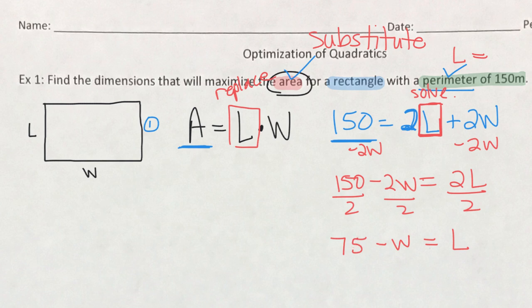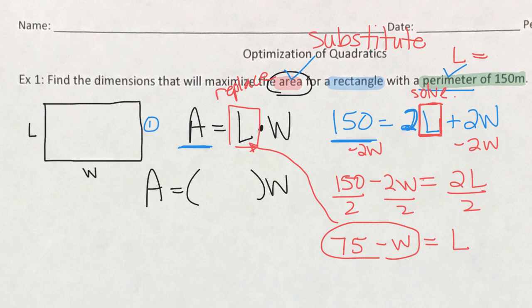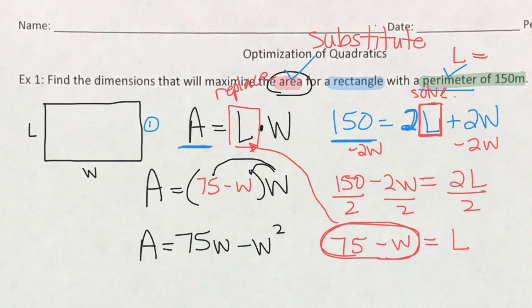Now that I have that, I'm going to take my 75 minus W and put it over here in my area equation. Since I want to maximize area, this is the equation that I need to work with. So that's what my equation looks like now. The area is 75 minus W, because that's how you calculate your length, times W. My two dimensions are multiplied together. So with a little bit of distributing here, I can simplify my area equation to 75W minus W squared.